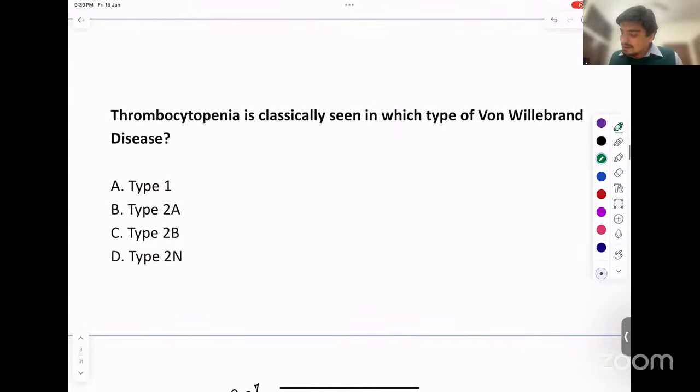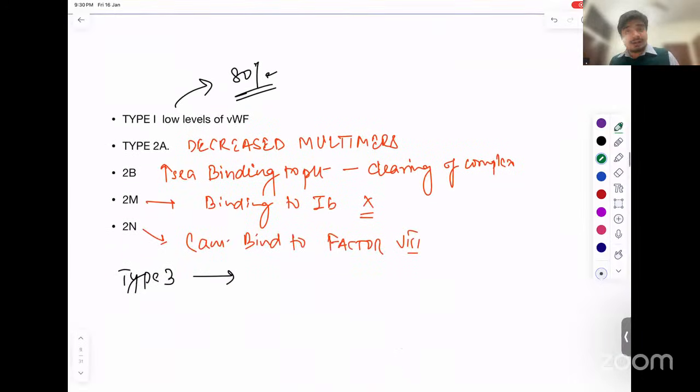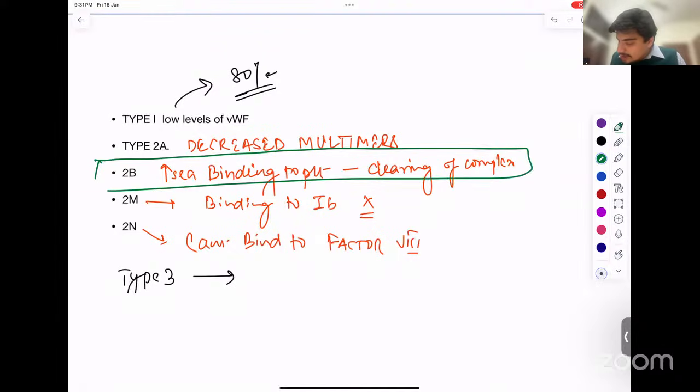Thrombocytopenia is classically seen with which type of von Willebrand disease? We had discussed this in the von Willebrand video, and we had given a one-liner also. This is a screenshot from that video where I had specifically said that in type 2B, there is increased binding of von Willebrand factor to platelet. And then it is cleared. This binding to platelet and clearing of the platelet-von Willebrand factor complex results in a fall in platelets and hence thrombocytopenia.